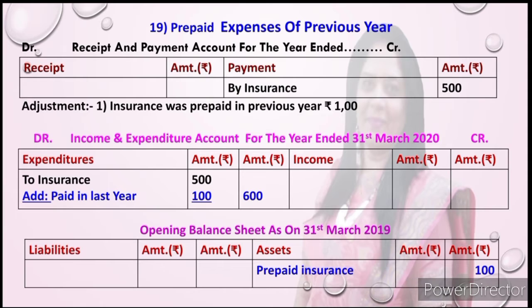The second effect will be given in the opening balance sheet. As you know, whenever there are prepaid expenses, they are recorded on the asset side. So in the previous year it was prepaid, so in the opening balance sheet it will be recorded on the asset side as prepaid insurance 100 rupees.